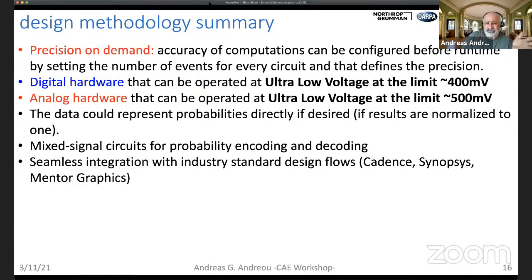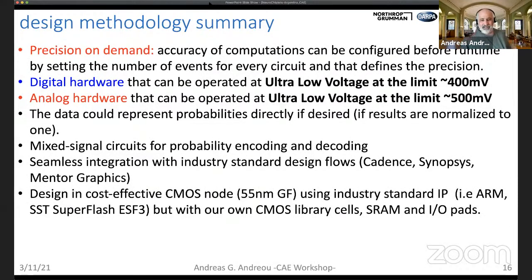And then we need to have standard flows: Cadence, Synopsys, and Mentor Graphics. Unfortunately, standard flows are not really good at designing such large-scale mixed signals. And of course, anytime we can get standard libraries, IP, ARM, or SuperFlash non-volatile memory that is integrated with the circuits that we designed, this is really a good thing to do.